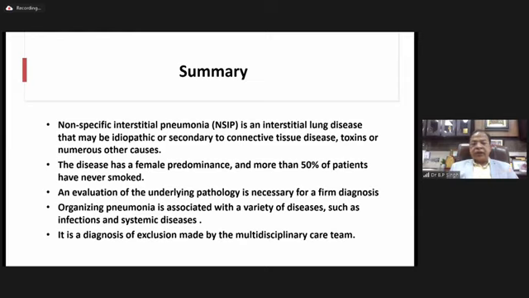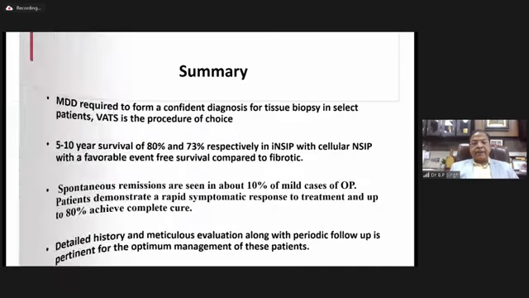to connective tissue disease, toxins, or numerous other causes. The disease has a female predominance and more than 50% of patients have never smoked. An evaluation of the underlying pathology is necessary for a firm diagnosis. Organizing pneumonia is associated with a variety of diseases such as infections and systemic diseases. It is a diagnosis of exclusion made by the multidisciplinary care team.